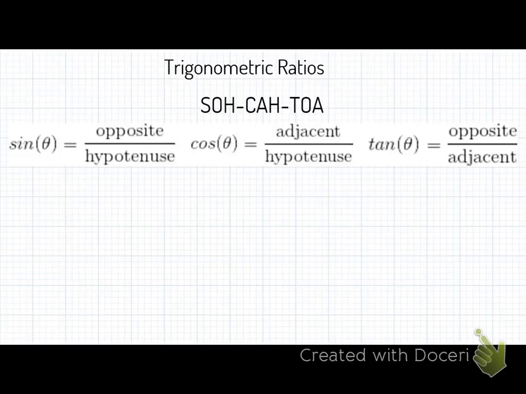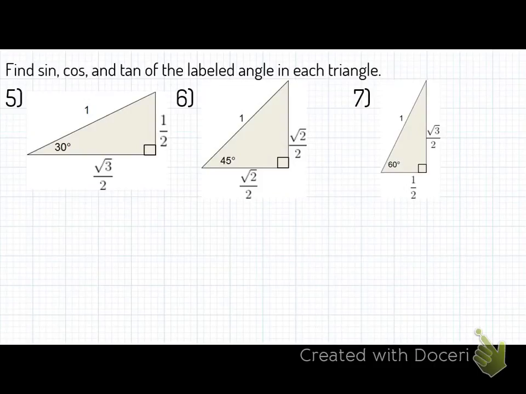So we need to be able to find the sine, cosine, and tangent of any angle in a triangle. So we're going to go into trigonometry, and the special case triangles are the ones that we need to worry about. Okay, so I'll do number 5, and then we're going to do 6 and 7. Here are the directions. You don't have to write all this down.